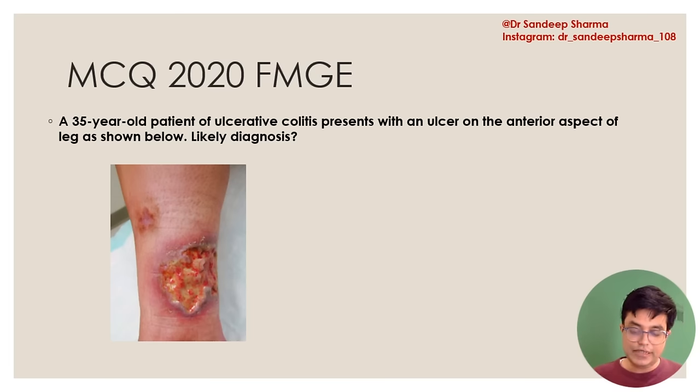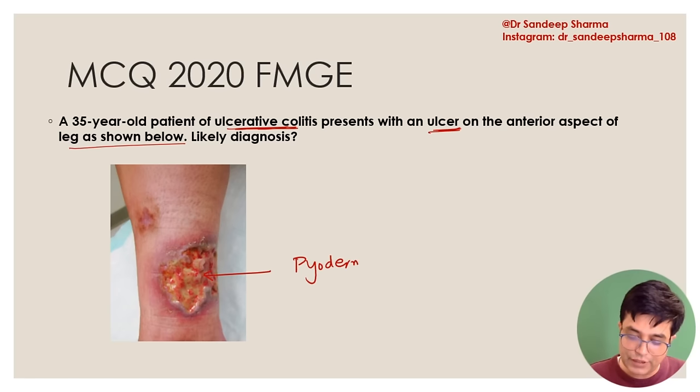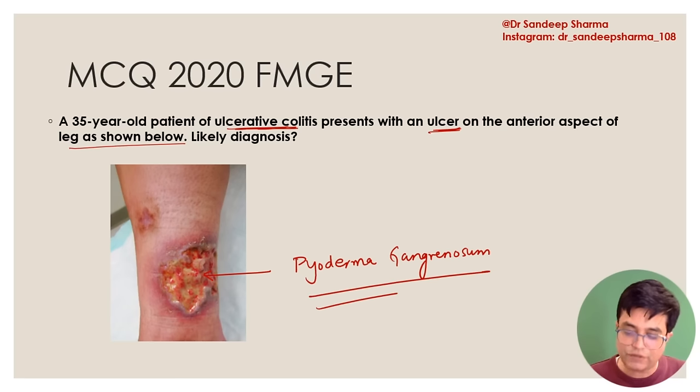Now have a look at some MCQs. Question, I am not giving the options. A 35-year-old patient of ulcerative colitis presented with ulcer on the anterior aspect of legs shown below. What is the likely diagnosis? I told you, ulcer on the lower limbs with granulation tissue in the center and pink to gray border. Yes, this is a patient who is having pyoderma gangrenosum. We have already discussed there are three important extra-intestinal manifestations of ulcerative colitis: pyoderma gangrenosum, ankylosing spondylitis and other arthritis, and primary sclerosing cholangitis.